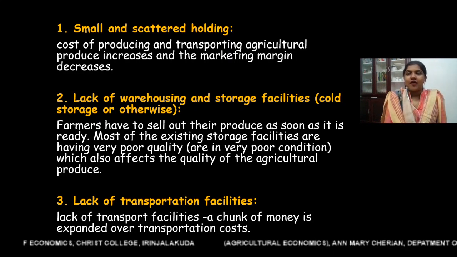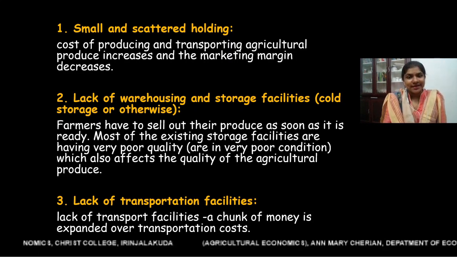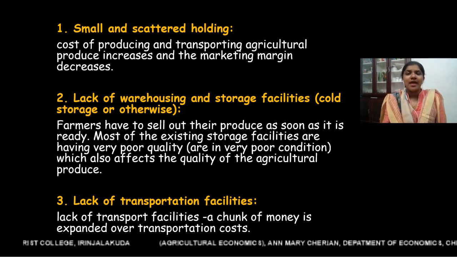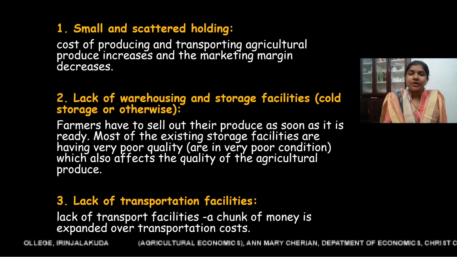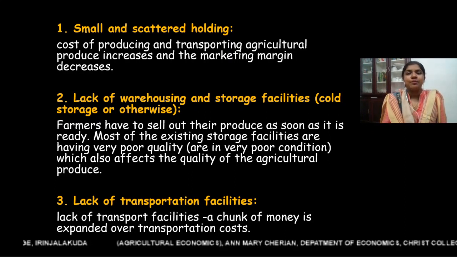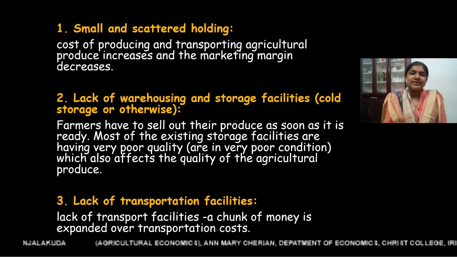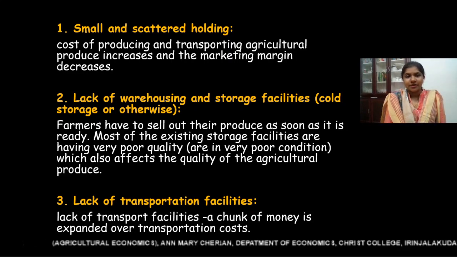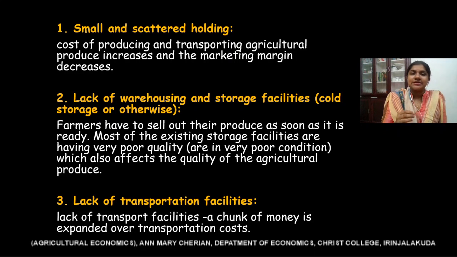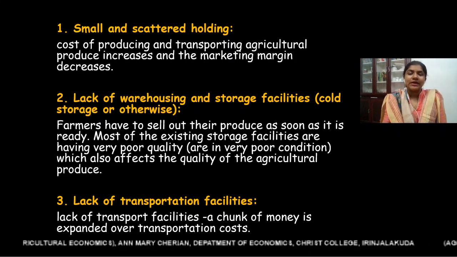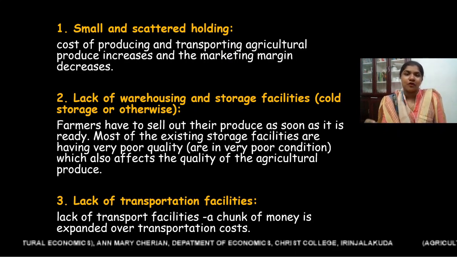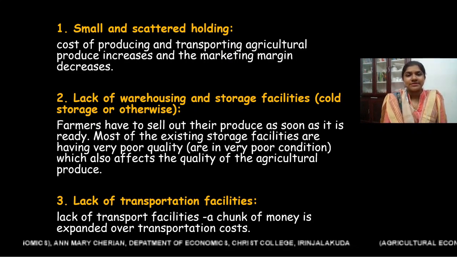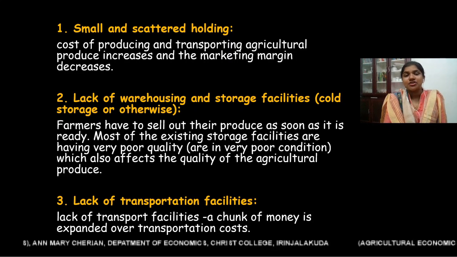In India, farmers usually have small and scattered land holdings. Thus, the cost of production and cost of transportation of agricultural product to market increases, and this reduces the marketing margin of farmers. So, small and scattered holding results in reduction of marketing margin of farmers, and this is an important challenge faced by agricultural marketing.